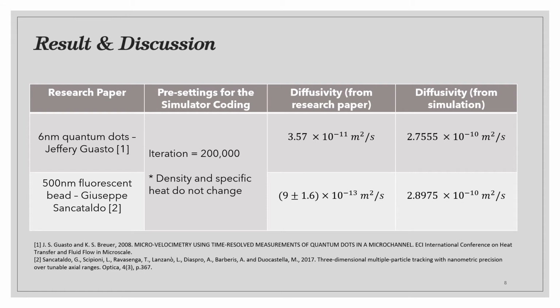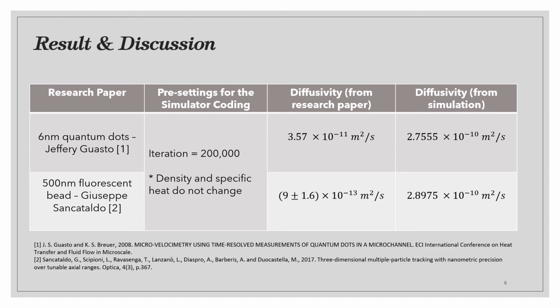The diffusivities from the research paper are 3.57 × 10 to the power of negative 11 meters squared per second, and 9 plus minus 1.6 × 10 to the power of negative 11 meters squared per second respectively. Then, the diffusivities from the simulation are 2.7555 × 10 to the power of negative 10 meters squared per second, and 2.8975 × 10 to the negative 10 meters squared per second.